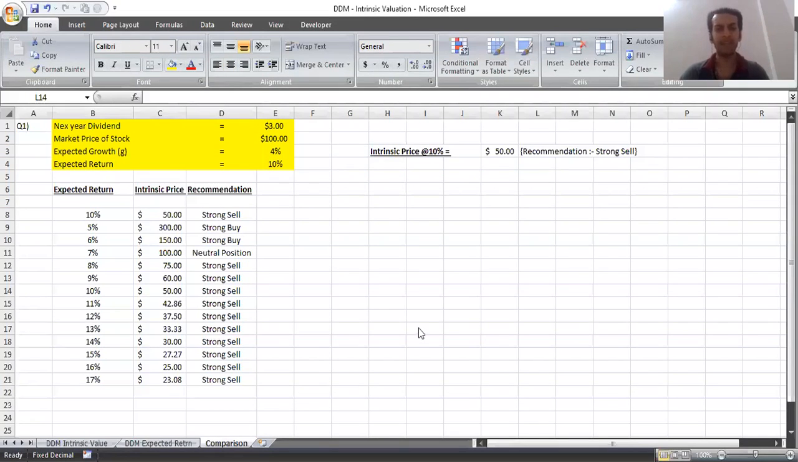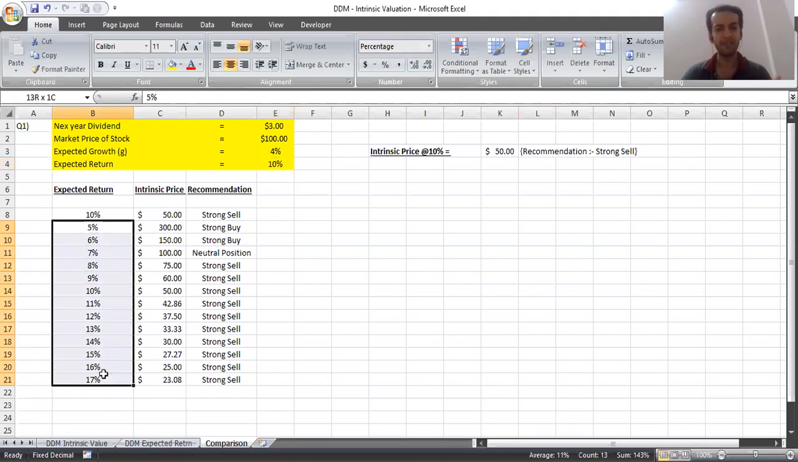Friends, in a market, there are different types of investors who expect different returns from a stock. While there might be someone expecting a return of 10% as given in the question, some might expect a return from a stock ranging anywhere from 5% to 17%. So now our job is to find the intrinsic value for those different expected returns of a stock.